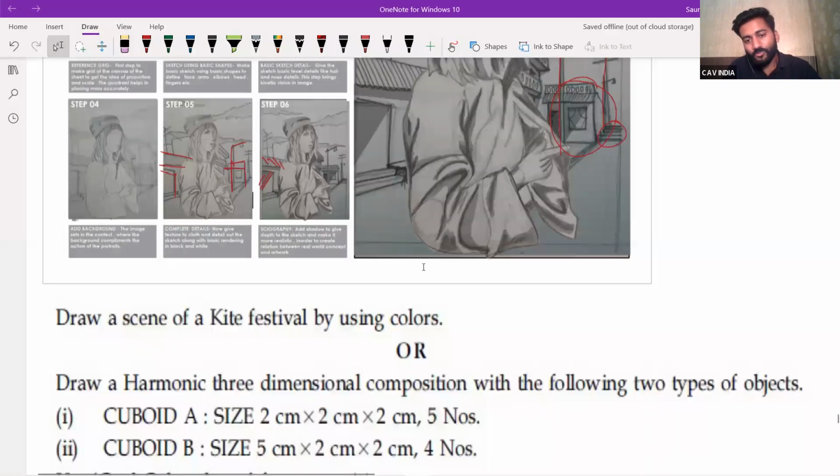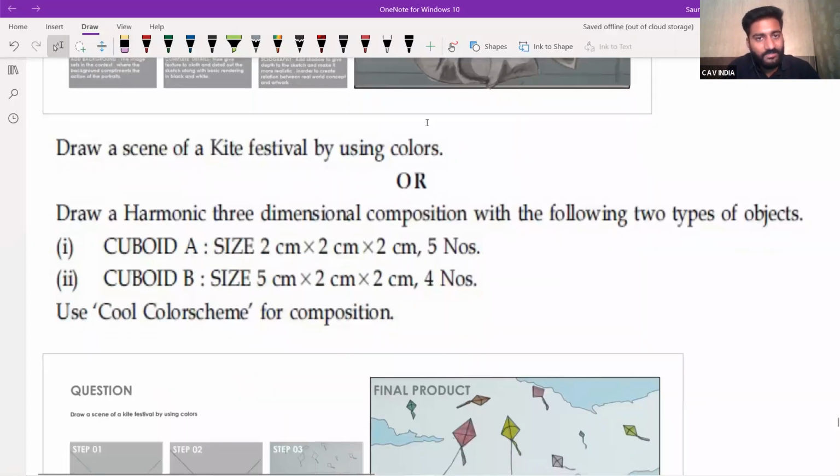Another kind of question is: draw a scene of kite festival by using colors. Or the second part is: draw a harmonic three-dimensional composition with the following. Now in this one, first there is just a line: draw a scene of kite festival using colors, no details or anything. So basically it's on you, a complete freehand drawing, whatever you feel like.